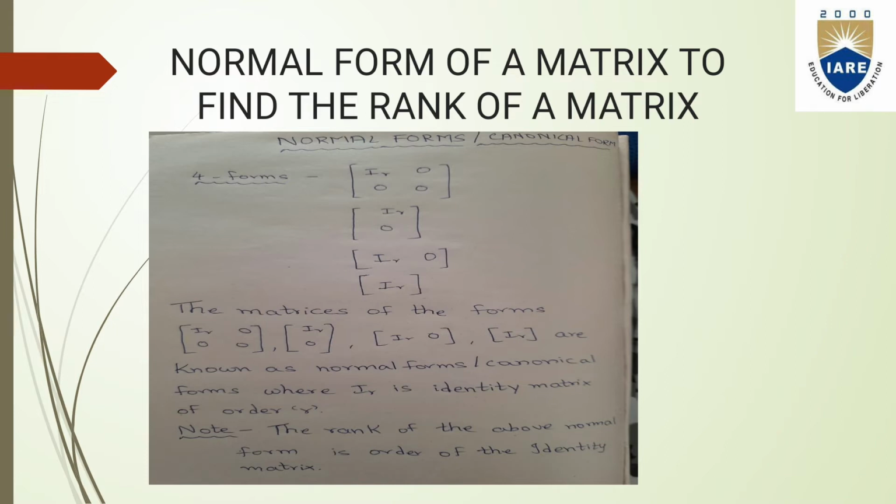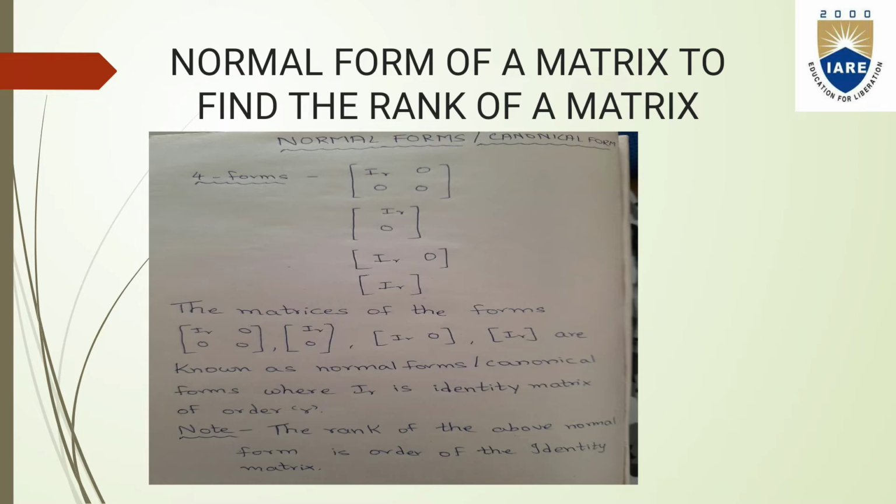So first, before going to that, let us know generally how to find the rank of a matrix using normal form. For finding the rank of the matrix using normal form, you have to convert the matrix into any one of four forms, that is [I_r 0; 0 0], [I_r 0], [I_r; 0], or I_r. Matrices of these four forms are known as normal forms or canonical forms, where I_r is the identity matrix of order r.